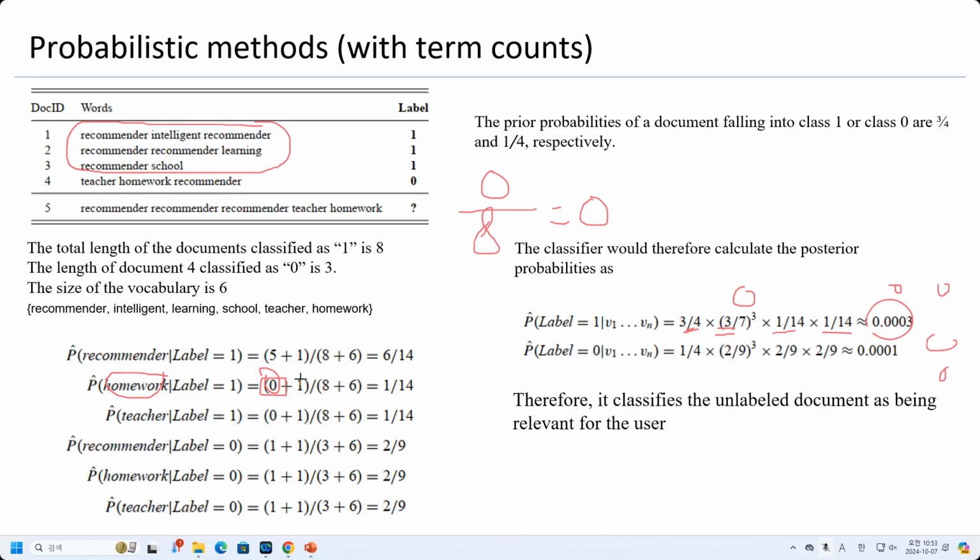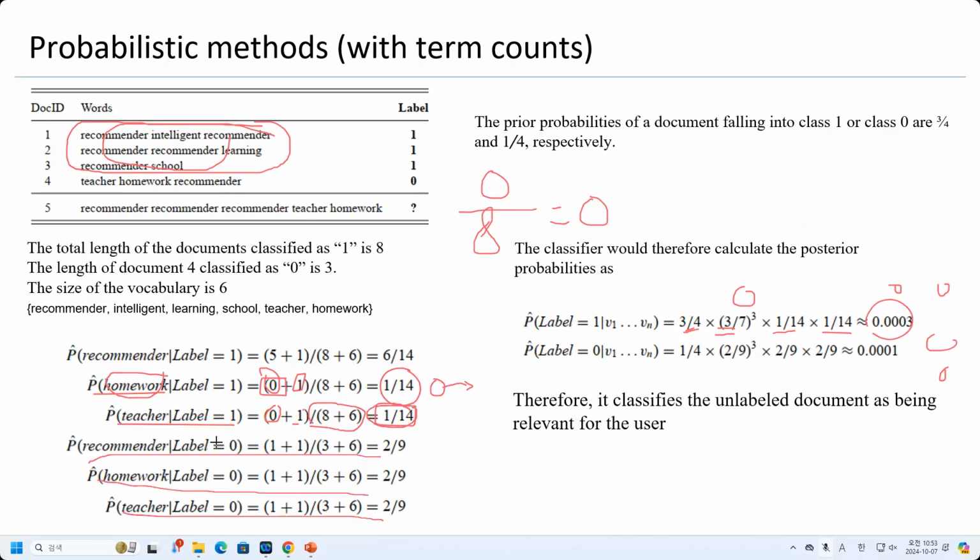That's why we do the plus 1 smoothing. We add 1. So the value of homework, even though there is no word homework here, we still have a probability that is very, very small, 1 over 14. And for the teacher in label 1, also we have 0 plus 1 divided by 8 plus 6. So the value is 1 over 14. This is also very, very low. Instead of putting 0, we put a very small value. The same with this one.